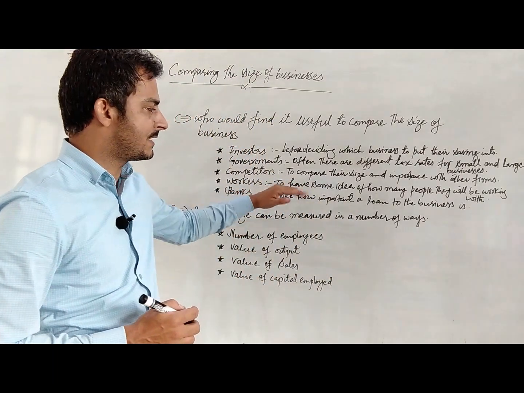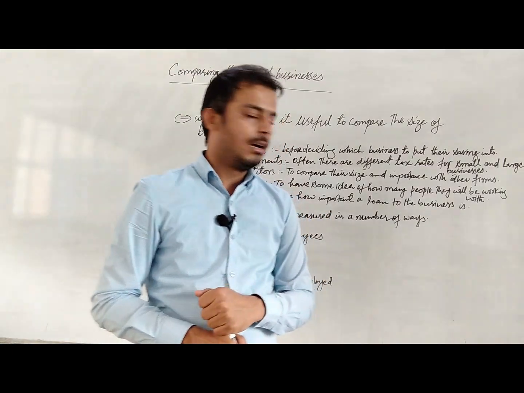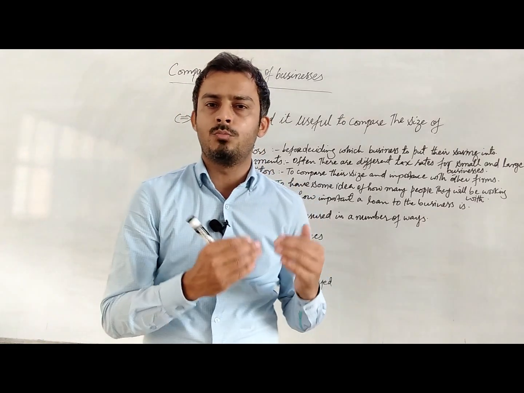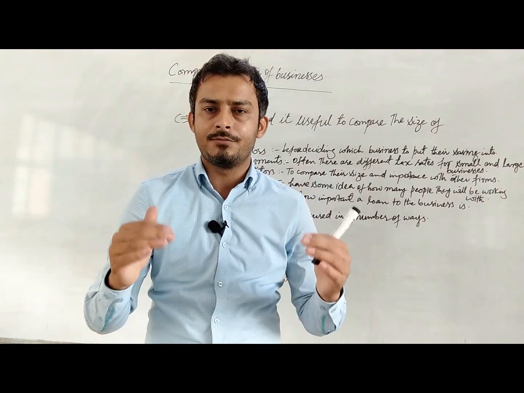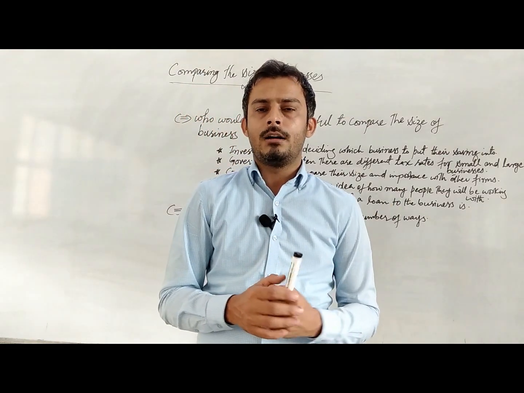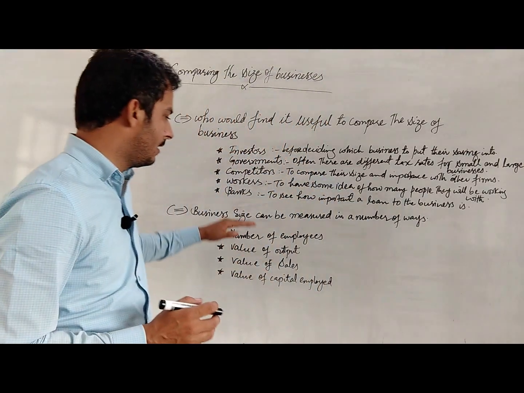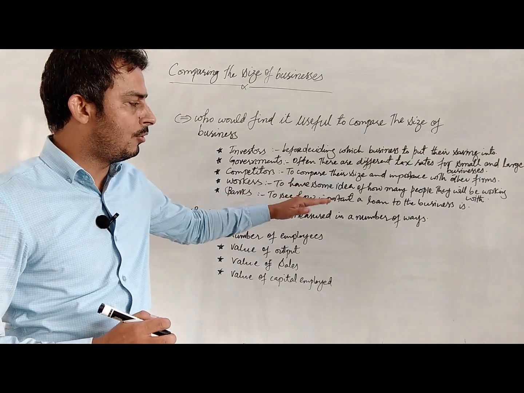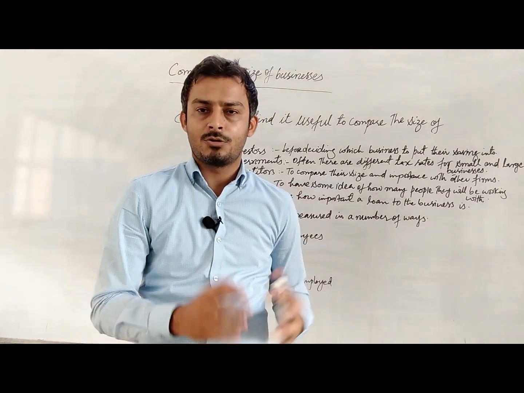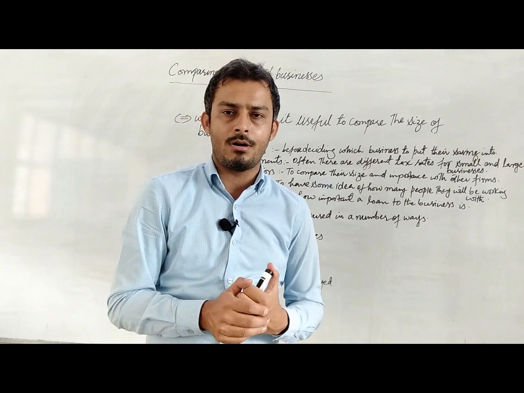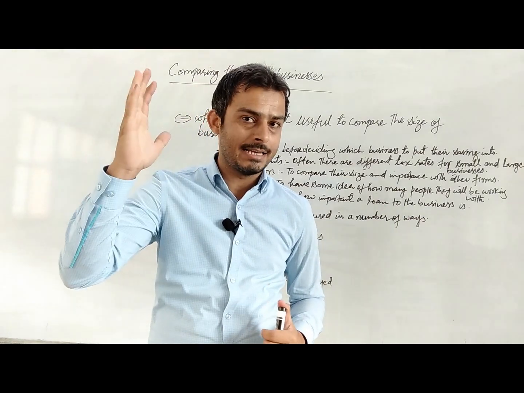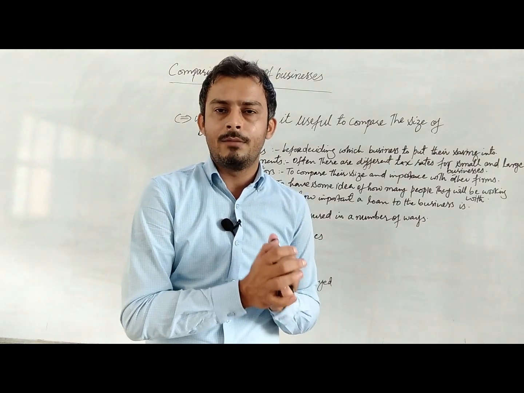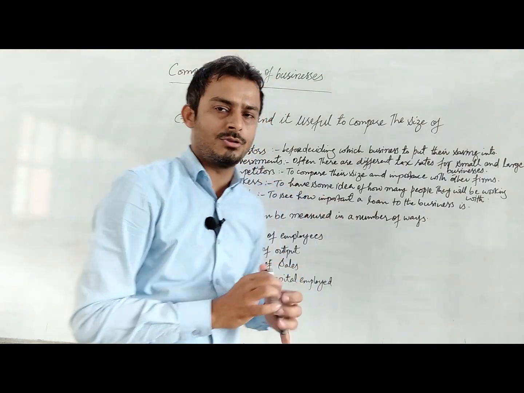Then workers, to have some idea of how many people they will be working with. If an individual is going to work in an organization, then he will have to decide how many people he will be working with. The next one is the bank, to see how important a loan to the business is. If the loan is quite important, the bank has to look into the size of the business. Would that particular business be able to return the amount or not?